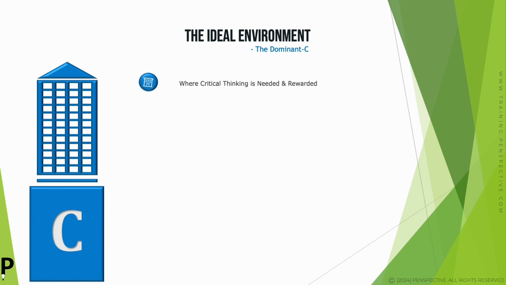Where critical thinking is needed and rewarded. Dominant Cs thrive in environments that value and encourage critical thinking. They excel in roles where analytical problem-solving is paramount and where innovative solutions are appreciated. An environment that rewards intellectual curiosity and encourages continuous learning is ideal for dominant Cs to thrive.